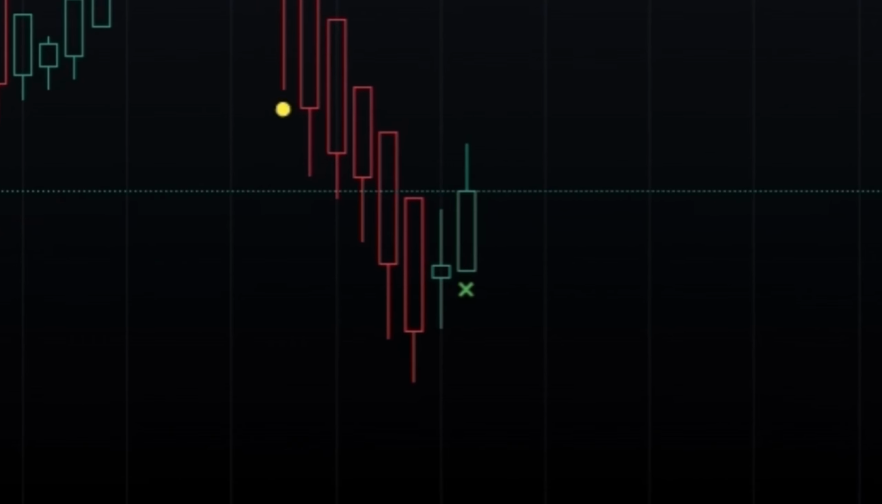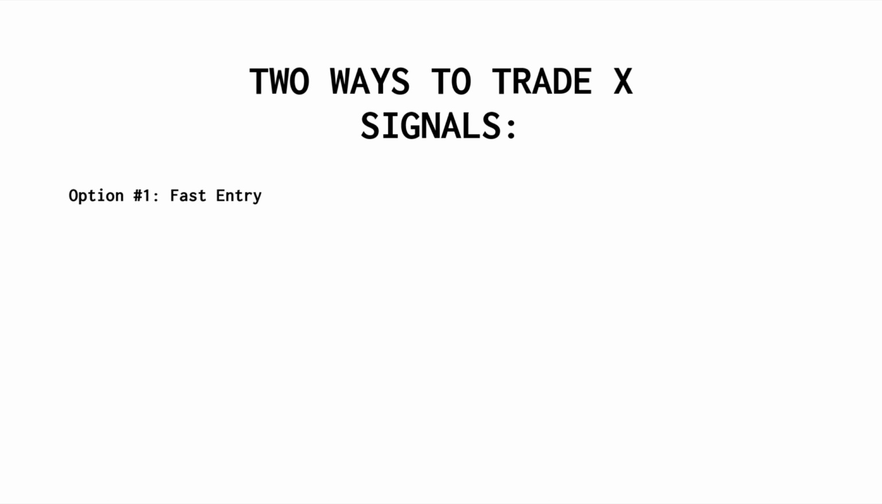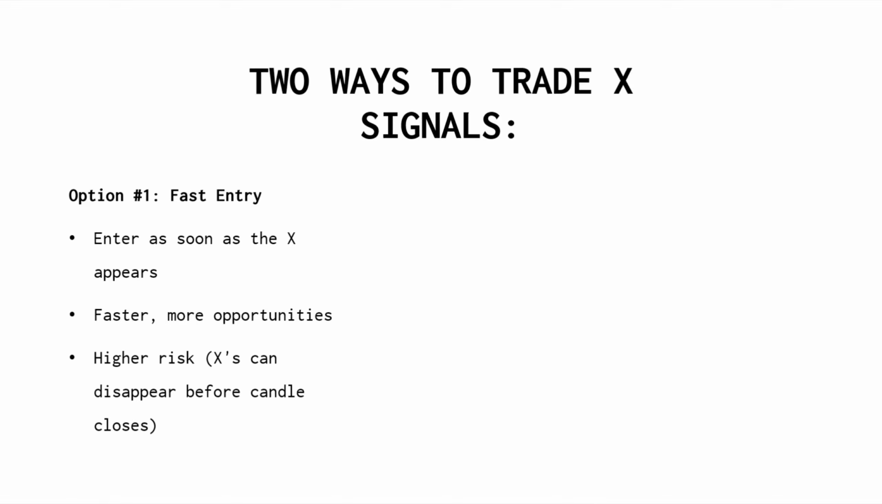So here's an important note about timing. These indicators, they could print at any time during the time that the candle is open. So this means that you have a choice. Option 1, you can use fast entry. So you enter as soon as the X appears. It's faster. You have more opportunities to get in and out quickly, but there's higher risk with it. The X's could disappear before the candle closes. So a candle can have a change in momentum in the middle of a candle, and so the X will no longer be valid when that candle closes.